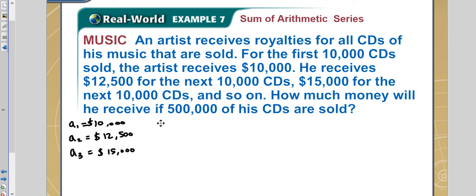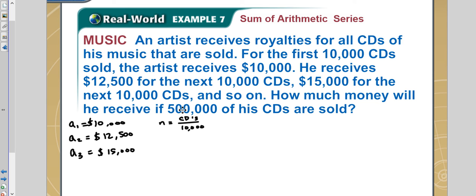Now, here's what you also need to know, that n is actually equaling CDs divided by 10,000, because think about it. It's saying 10,000 CDs is the first term. So A sub 1 would be 10,000 divided by 10,000. A sub 2 would be the next 10,000, which would be 20,000 over that.